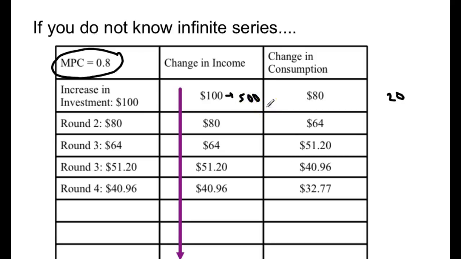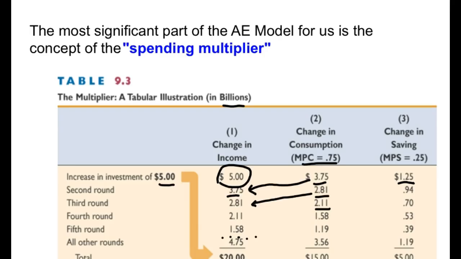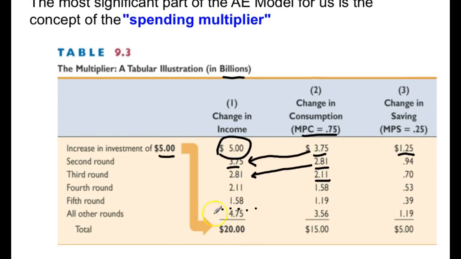Okay, the multiplier then is obviously 5, right? We can see that. The multiplier here is 5. And the multiplier on the other table, right, the $5 became 20. The multiplier was 4. Well, it's interesting, isn't it? When the MPC is 0.75 and the MPS is 0.25, we have a multiplier of 4, right? But when the MPC is 0.8 and the MPS is 0.2, we have a multiplier of 5.